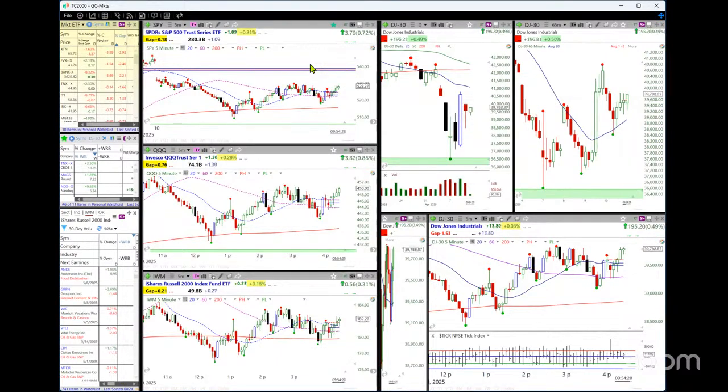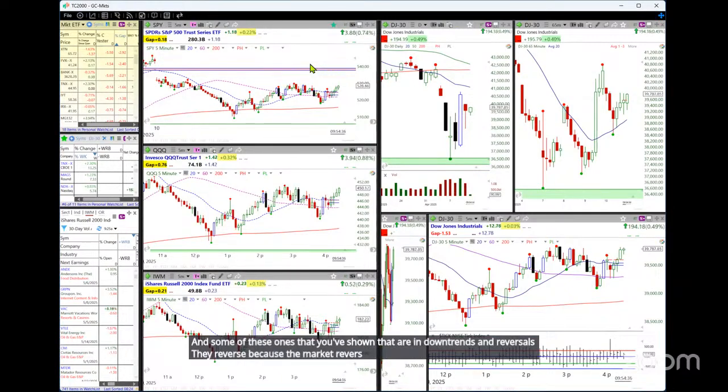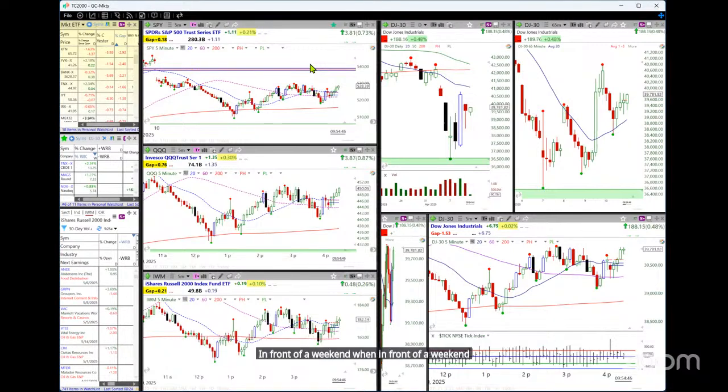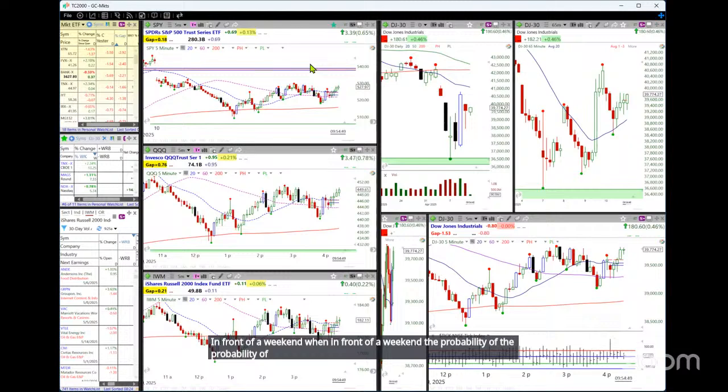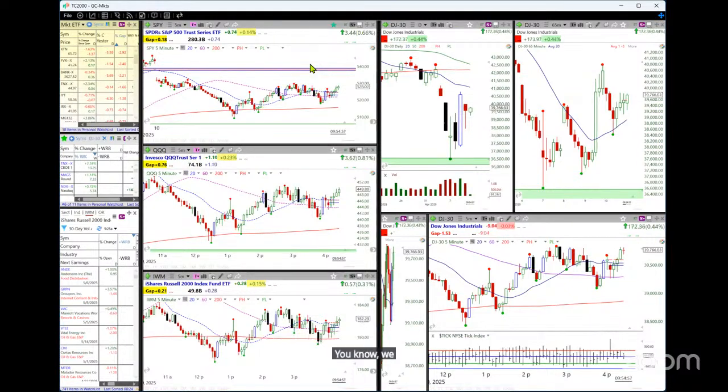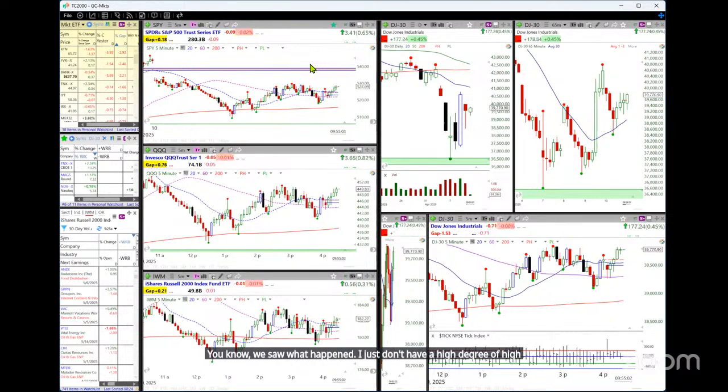Yeah, and some of these ones that you've shown that are in downtrends and reversals, they reversed because the market reversed. And for me anyway, personally, to consider holding something in a downtrend that got whippy in front of a weekend, when there's the probability of China or Trump saying something, and it could work out to your advantage and things rip. We saw what happened. So I just don't have a high degree of confidence, especially in things that are in downtrends.